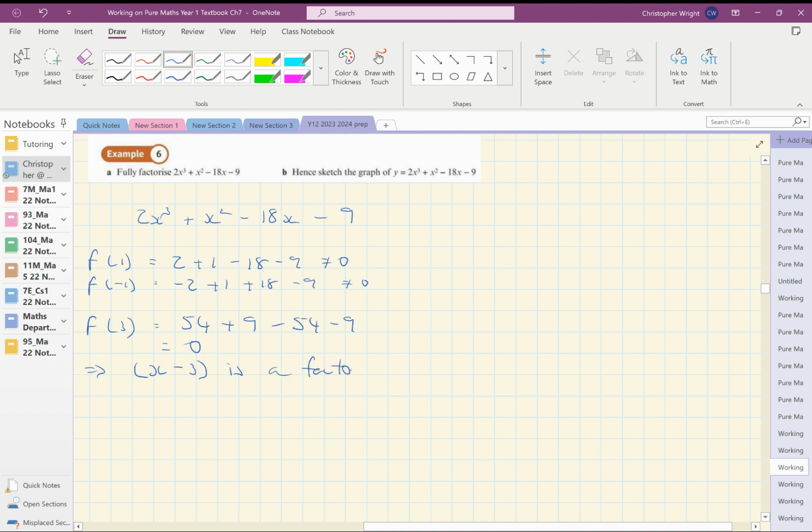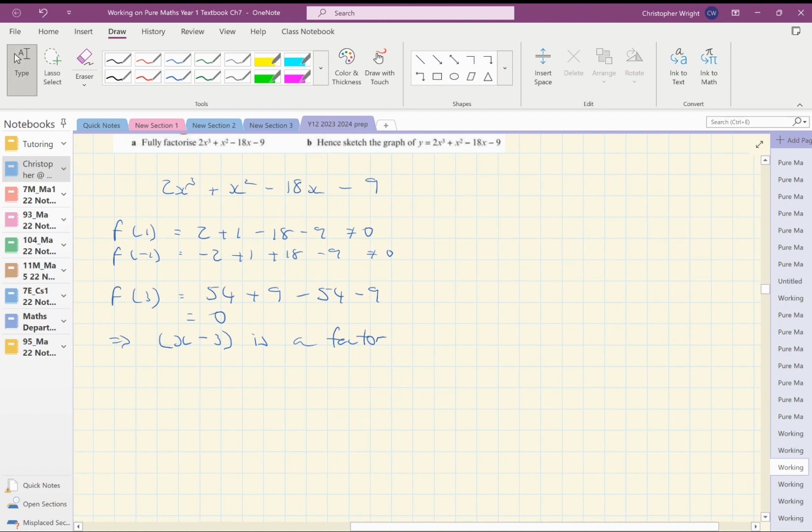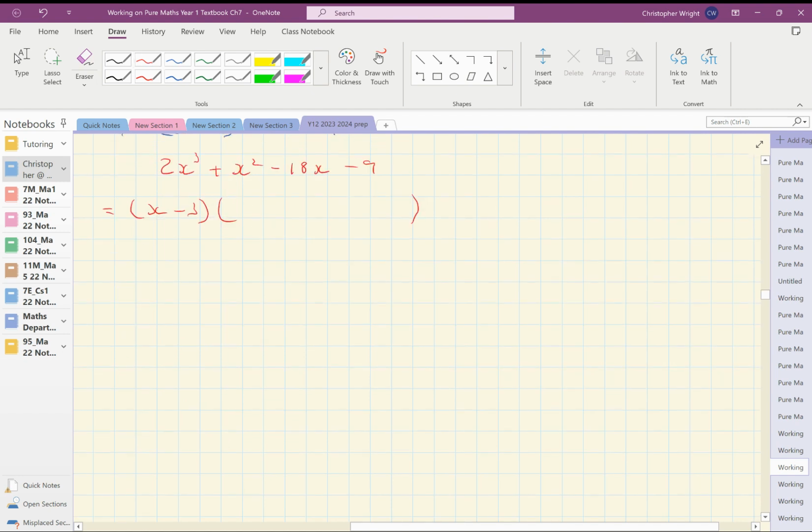So I'm winning. So now I know that, change colour, make it a bit simpler, 2x cubed plus x squared minus 18x minus 9 is x minus 3 multiplied by something. How can I find that something? Well, I could do a division, but I'm going to do it by inspection. So let's do this by inspection.